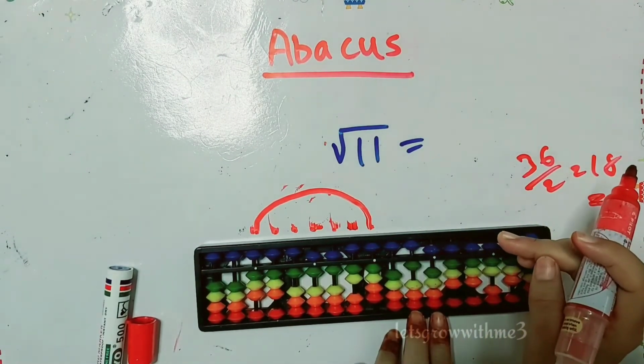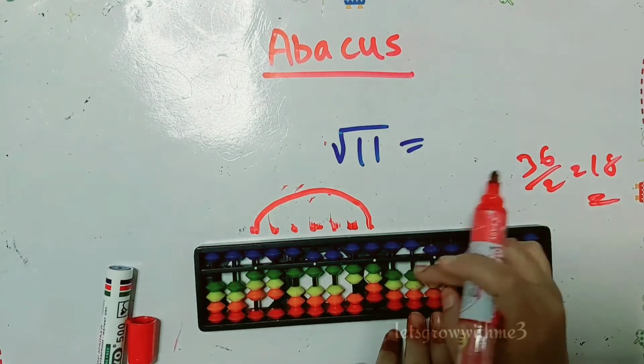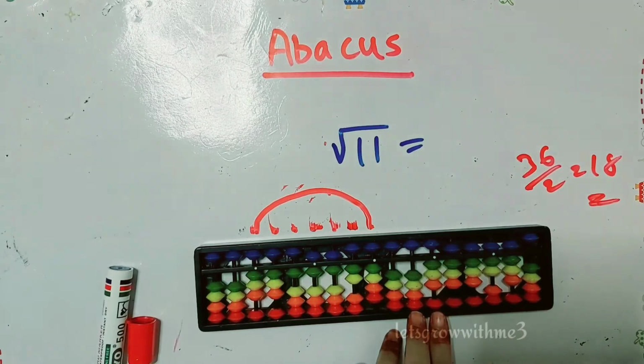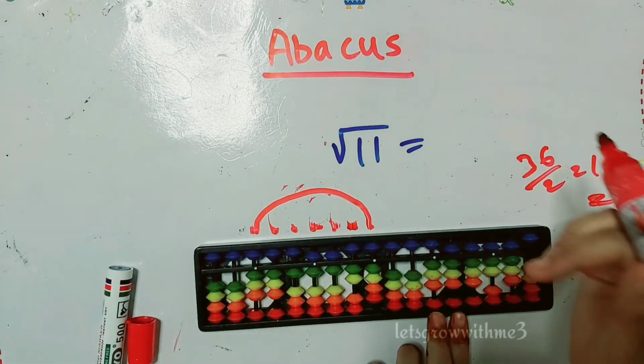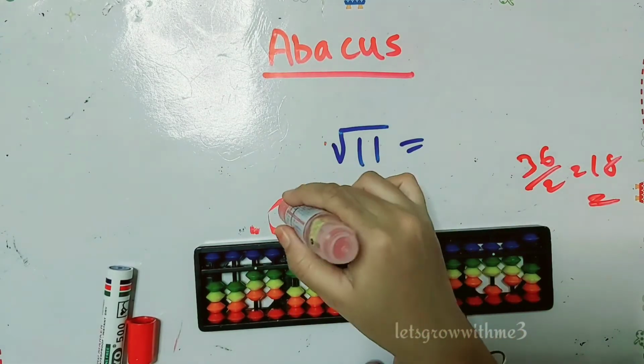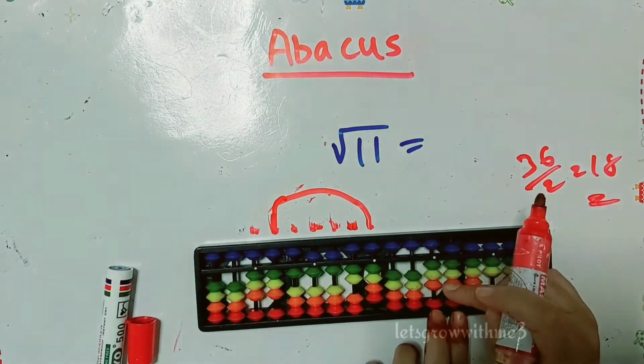So 4 3s are 12. So we need to remove 12 over here. So minus 10, minus 5 plus 3. We are done with the 12. Next we have to change the position. Next we have to multiply 4 times 3, again 12. So we need to subtract again 12.